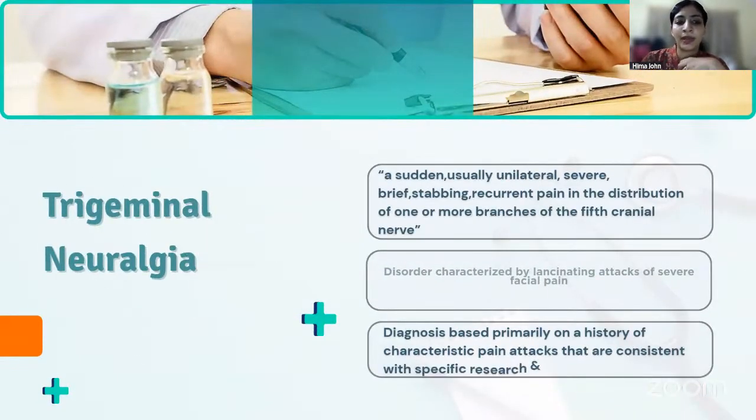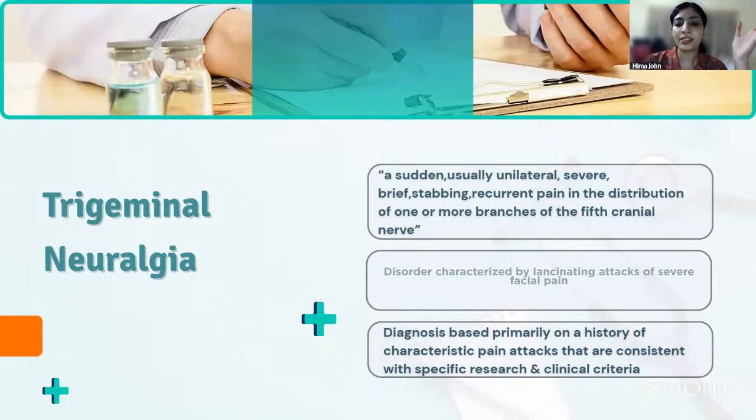Okay, so moving on to our main topic, that is trigeminal neuralgia. So neuralgia is basically a sudden, unilateral, severe, brief, stabbing, recurrent pain in the distribution of one or more branches of the fifth cranial nerve. So basically, this is a disorder which is characterized by lancinating pain. Lancinating means what? Severe, sharp, shooting, like some electric shock type of pain. The patient will typically present with or use these particular words.